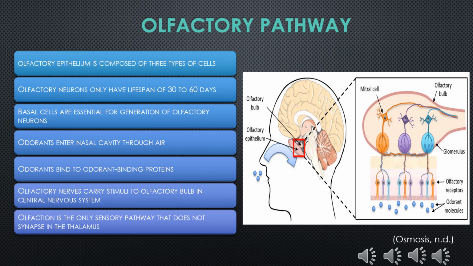Olfaction initiates with the olfactory epithelium, which is found in the superior region of each nasal cavity. The olfactory epithelium is composed of 3 different types of cells. Olfactory neurons, the first type of cell within the olfactory epithelium, detect odorants and are classified as chemoreceptors since they detect the presence of a chemical in the air rather than neurotransmitters.